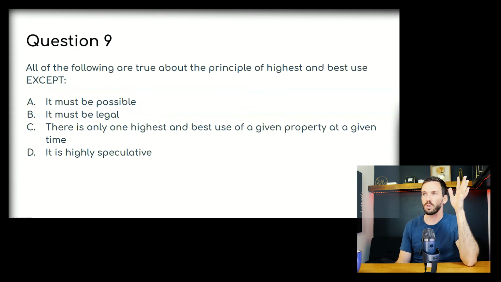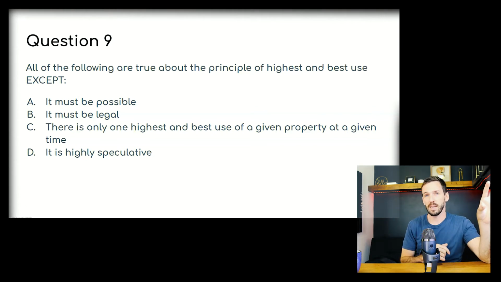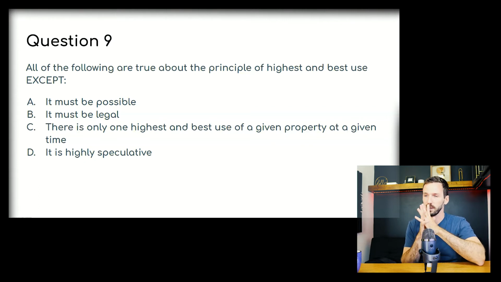Question 9. All of the following are true about the principle of highest and best use, except it must be possible, it must be legal, there is only one highest and best use of a given property at a given time, it is highly speculative. So right out the gate, A and B are true, so cross those right off the list. I would select C myself, if I were to be honest here, because highest and best use for one person may be different than highest and best use for someone else. Just thinking about it from an investing perspective, I may think a highest and best use is an Airbnb. Somebody else would be like, no, that'd be a great little coffee shop or a long-term rental or whatever. But the answer here is D. Apparently it's not speculative. It is a matter of fact, right?